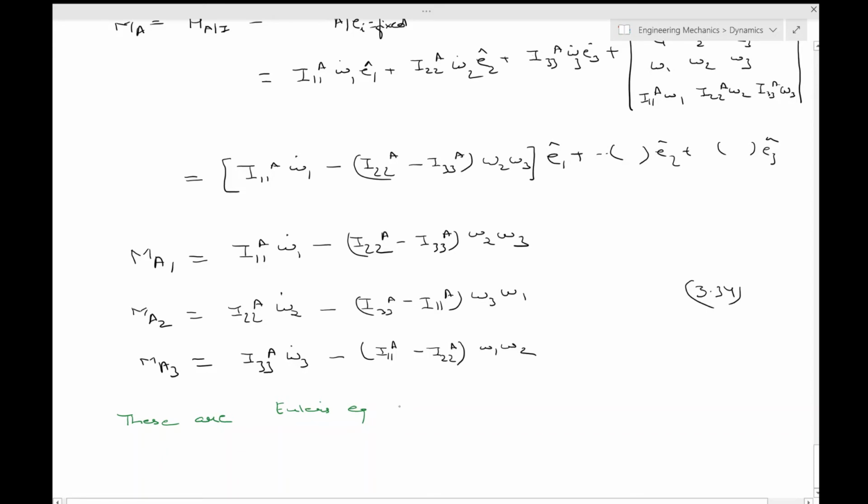Euler's equations of motion of a rigid body for principal axis of inertia at A.